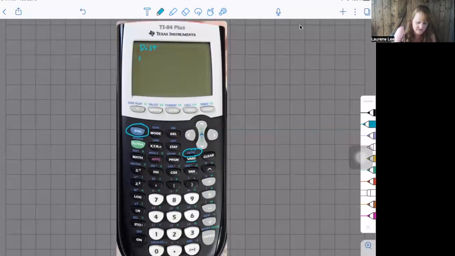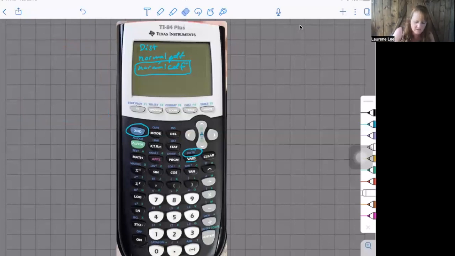And the first one is normal PDF, and the second one is normal CDF. This is what you want, normal CDF. If you hit enter on that, it's going to give you a screen.